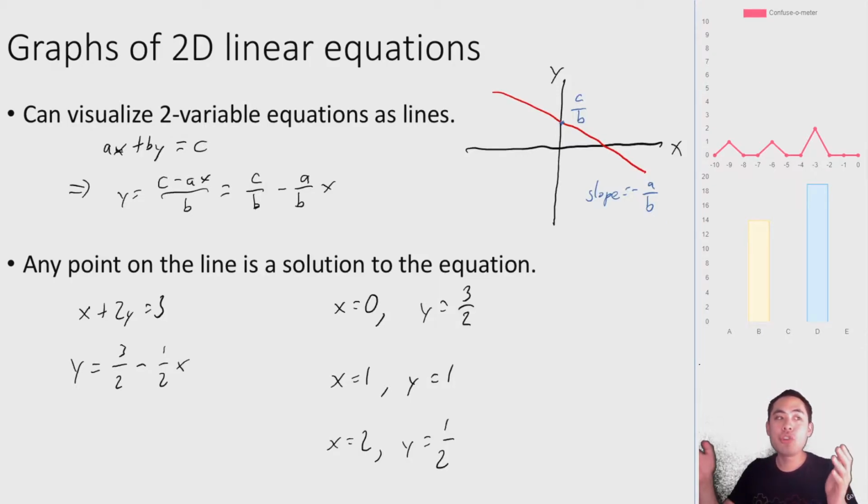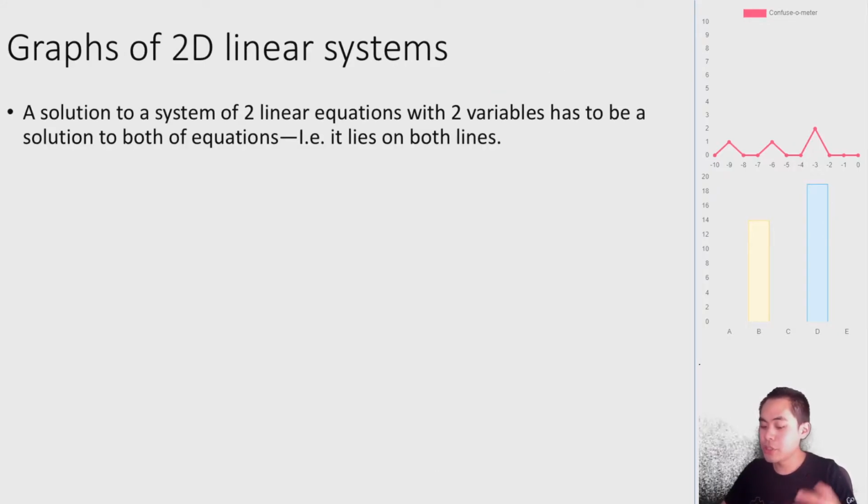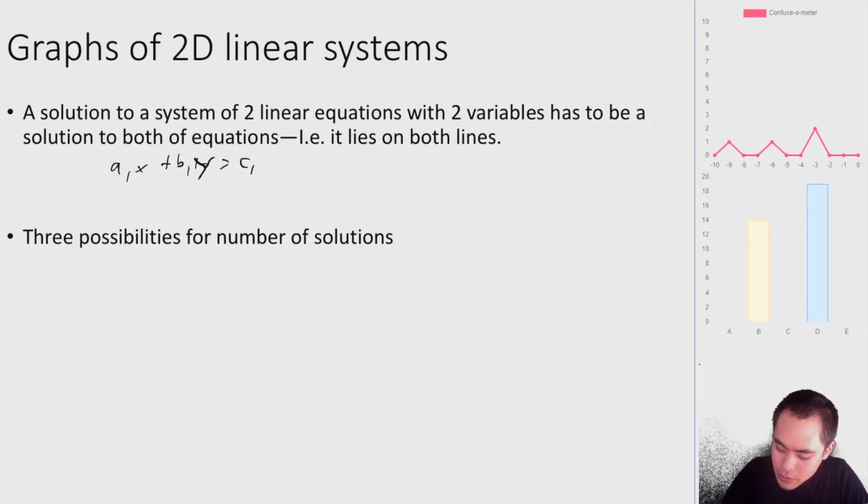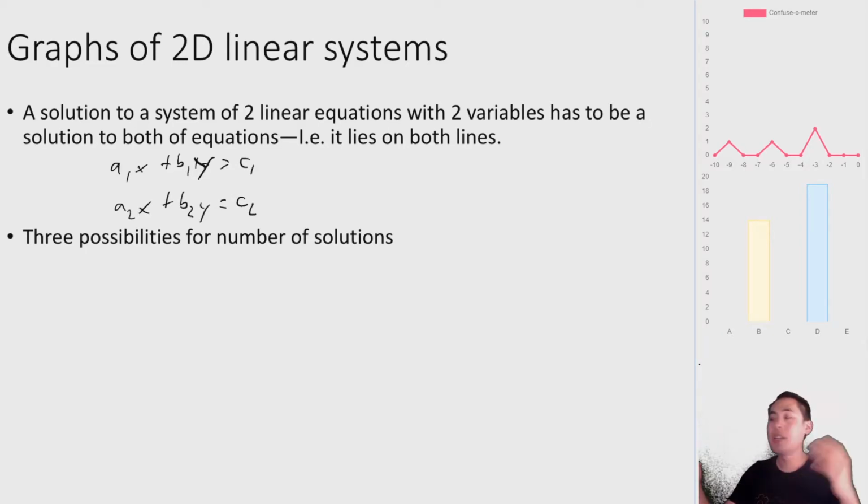But now what happens if you have two linear equations, if you have multiple ones? A solution to a system of 2D linear equations with two variables has to be a solution to both equations. That is, it has to lie on both lines. There are several different possibilities for this. So let's say we had a1x plus b1y is equal to c1, and a2x plus b2y is equal to c2. So you have two different equations. They both define different lines in your space.